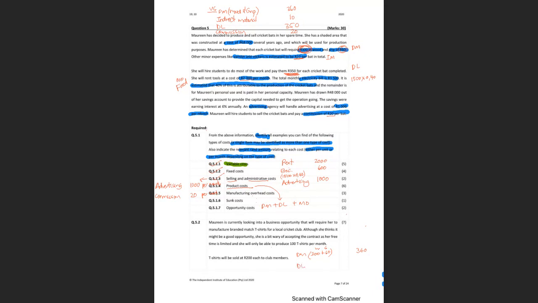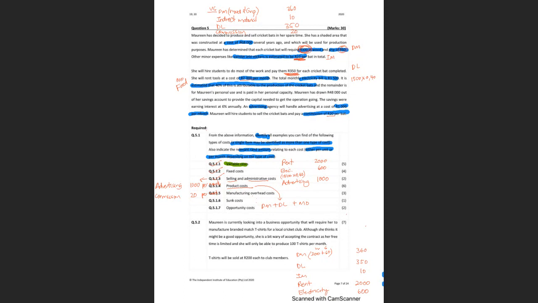Then your direct labor was the 350 Rand. They gave that to you as well already. Then you have the manufacturing overheads, that was the indirect material. So indirect material, and that was 10 Rand. The other manufacturing overheads was your rent and electricity. Rent was 2000 Rand, electricity was the 600 Rand. And those are all of your product costs.